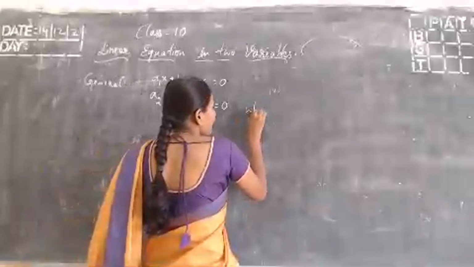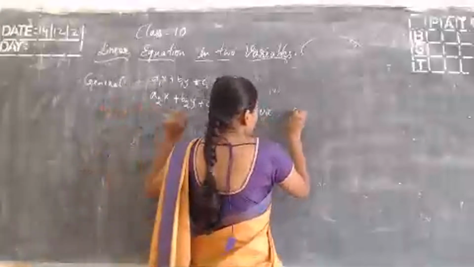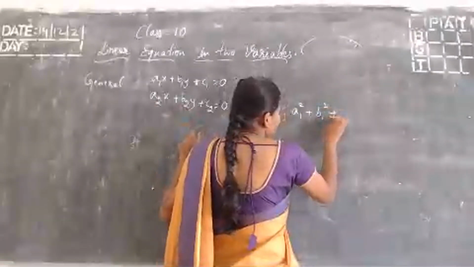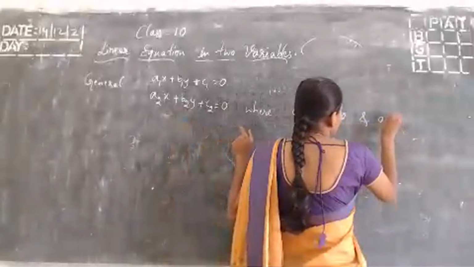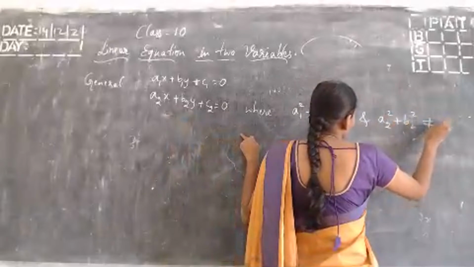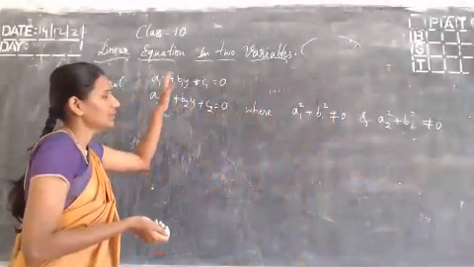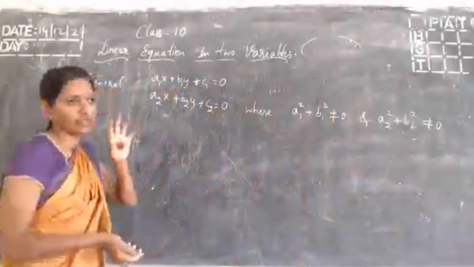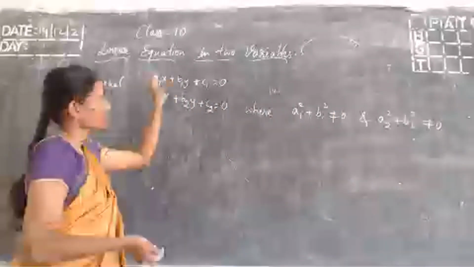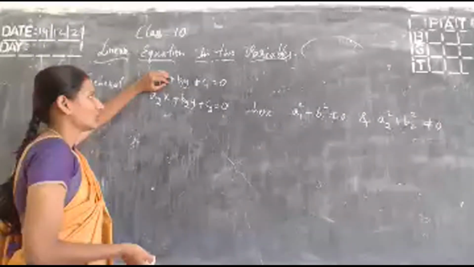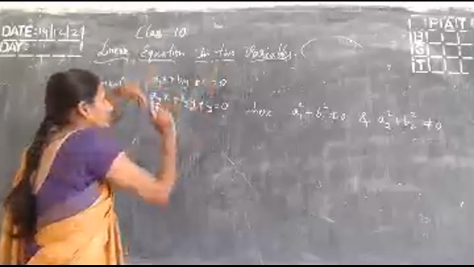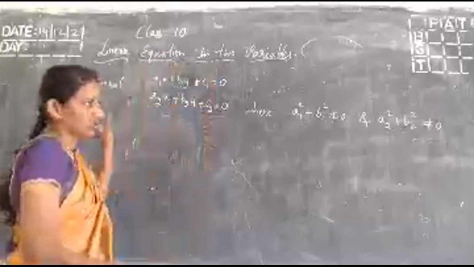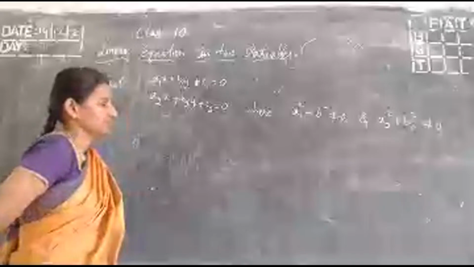Where this is not at all important, just keep it in mind. a1 square plus b1 square is not equal to 0 and a2 square plus b2 square should not be equal to 0. Means either a or b should not be equal to 0. Similarly, as I said in the previous one for a single equation, if a is equal to 0, it becomes one variable. If b becomes 0, it becomes one variable. But we are discussing two variables. This is not at all important, just for syllabus purpose. Next.